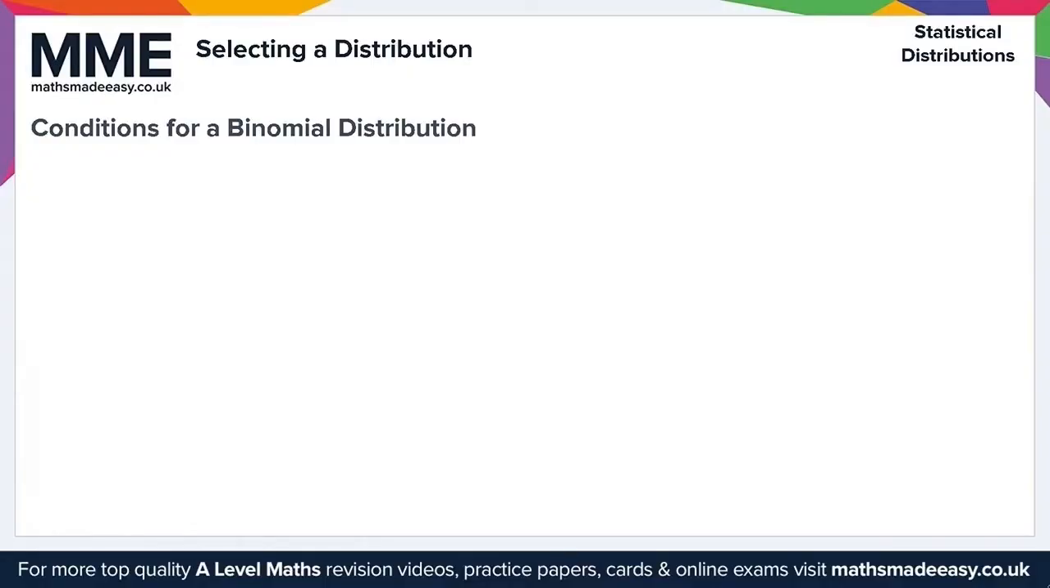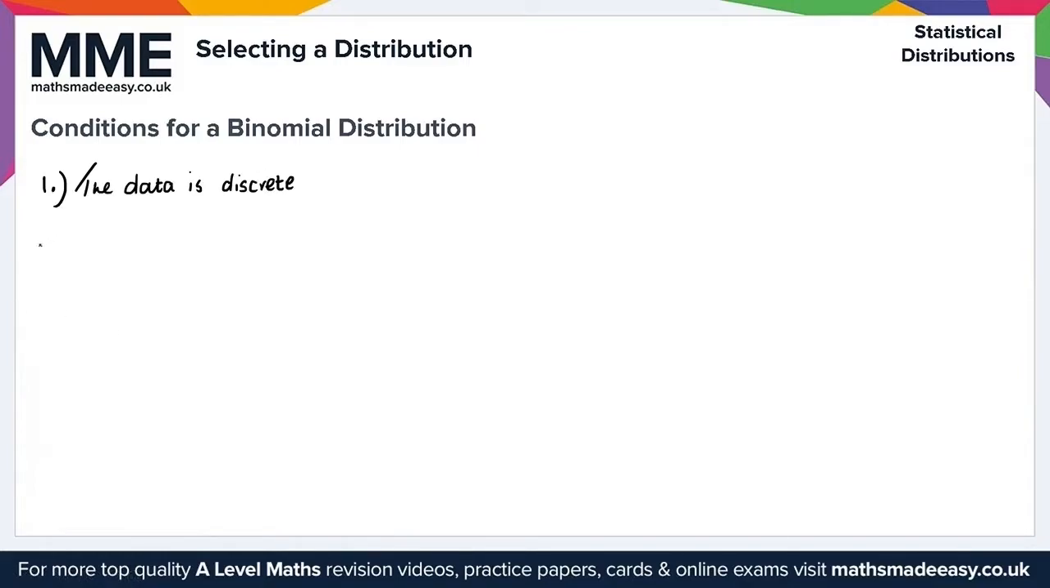Welcome to this Maths Made Easy video on selecting a distribution. To start with, let's take a look at the conditions that are required for a binomial distribution. The first condition that we require here is that the data is discrete. Nice and simple, that gives us our first condition there.